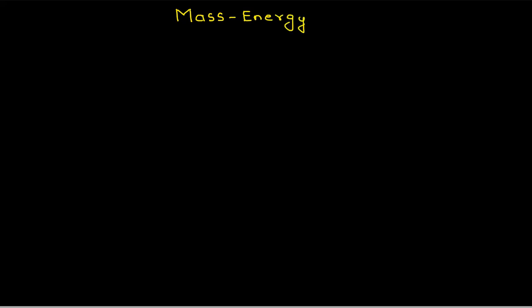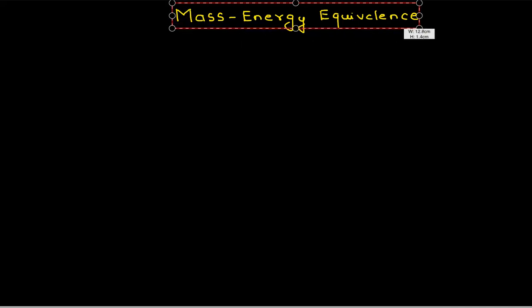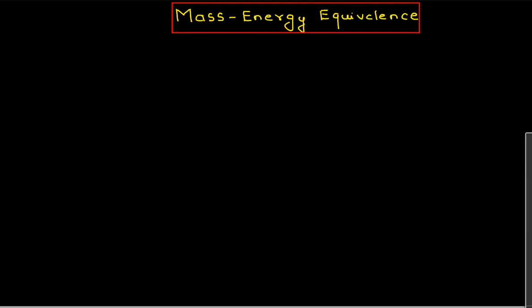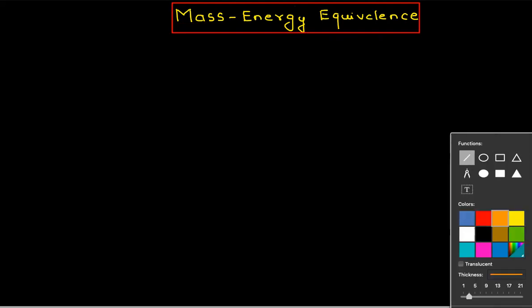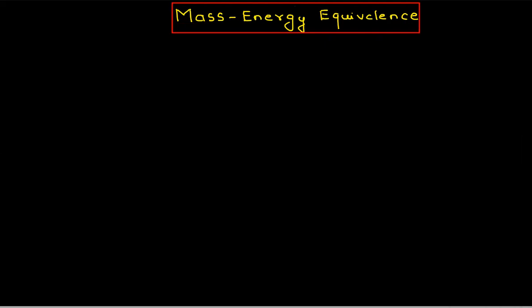Have you heard of mass energy equivalence? Anyone? Yes, sir. So till now, everybody was talking about the conservation of energy and conservation of mass. Einstein came up with a famous equation which relates mass and energy, and which disrupted everything. Einstein told everyone that energy need not be conserved. Mass need not be conserved. Energy plus mass will be conserved.